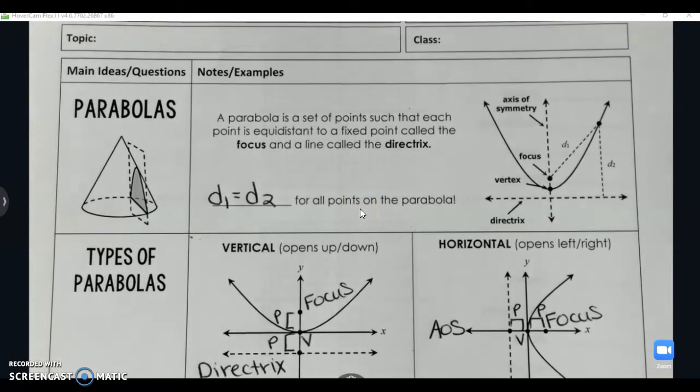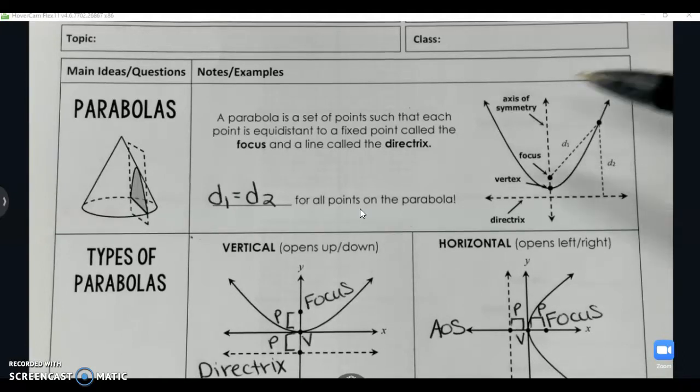Today is day 1 of conic sections, meaning we are cutting part of a cone by a plane to form different shapes. The first one we are looking at is a parabola, and in this case we're going to be looking at a parabola in kind of a different context than we did earlier in the year.